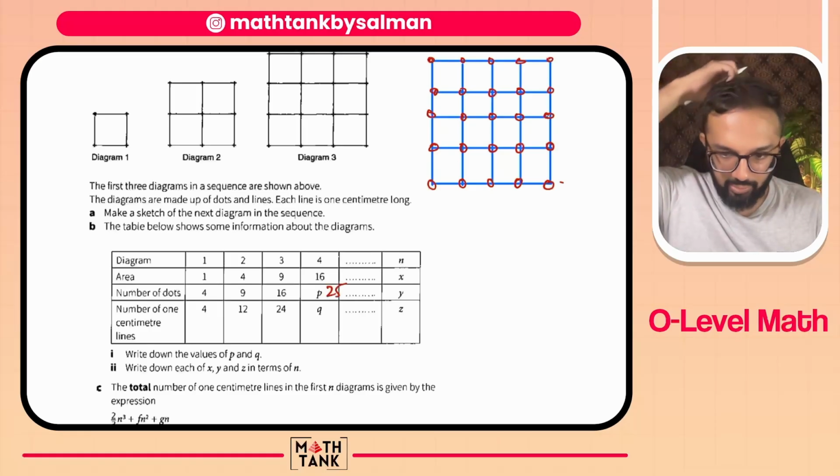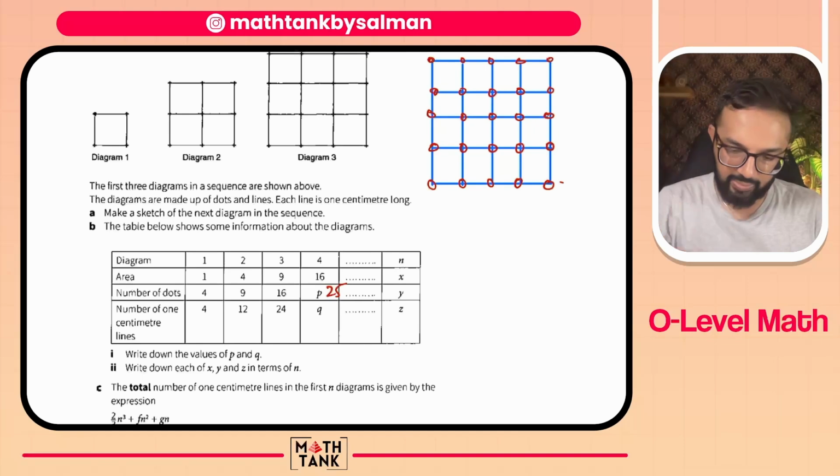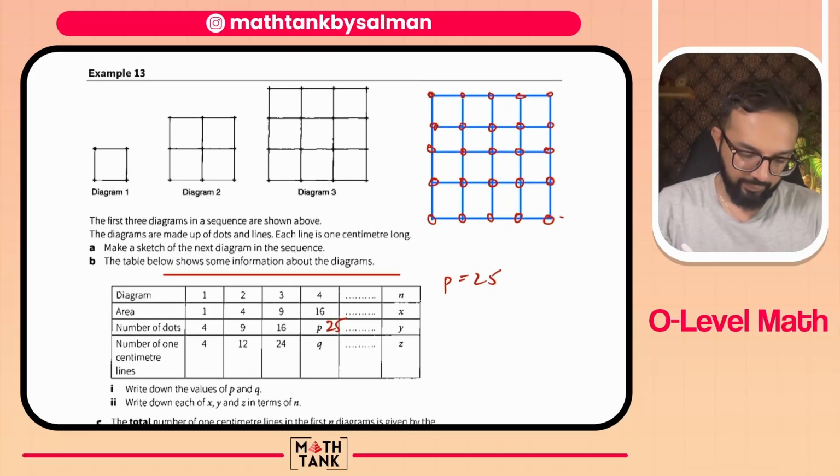Okay. Area is 16. Okay, make a sketch. So I've done the sketch. The table below shows the diagrams. I've done the values of P and Q. So P is 25. How many 1 centimeter lines? I will have to count that.